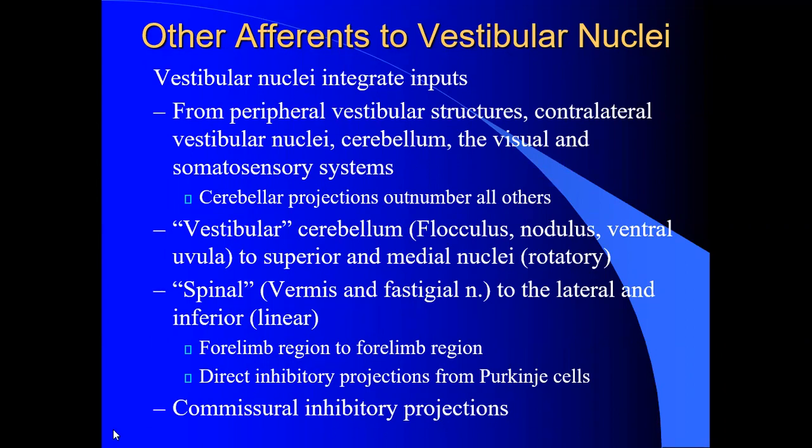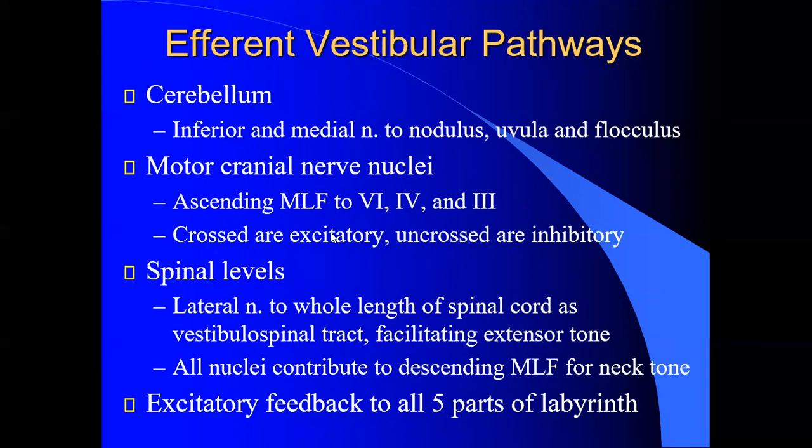And then you also have commissural pathways. One vestibular nucleus inhibits its partners on the other side. The efferent vestibular pathways: where do the vestibular nuclei send their fibers? Well, mostly back to the cerebellum, inferior and medial to the nodulus, uvula, and flocculus, so that the cerebellum can take all of that information that we just saw coming down through the cortical ponto-cerebellar pathway.